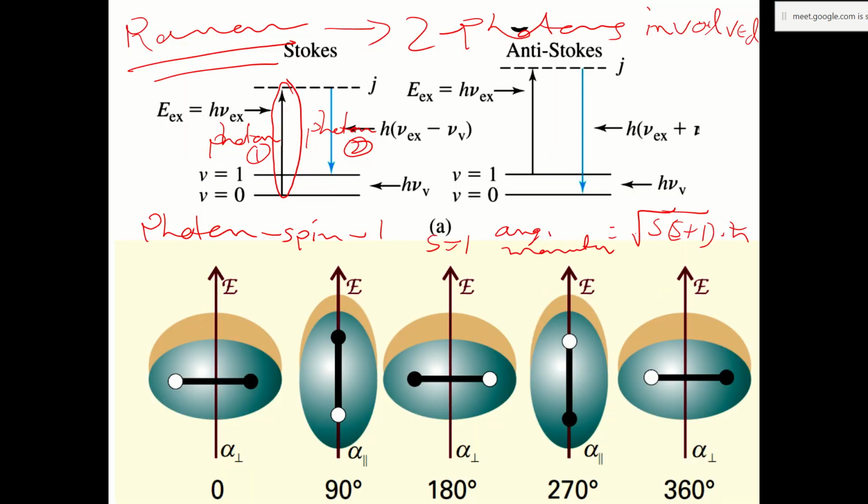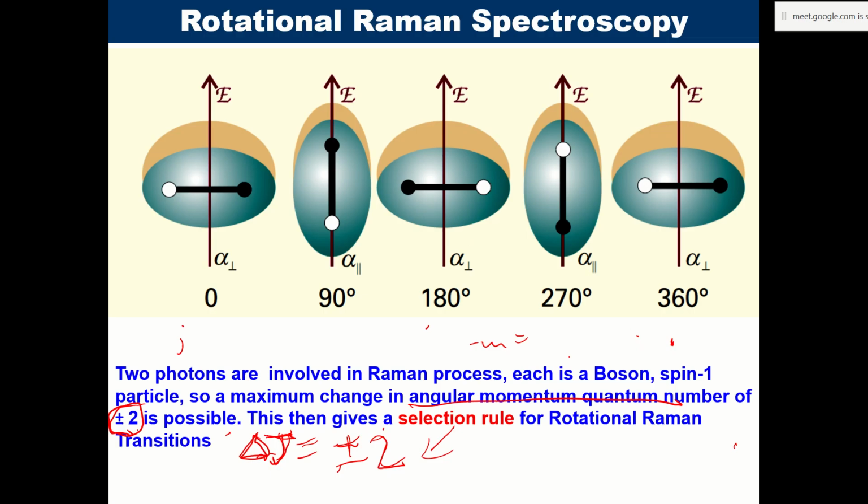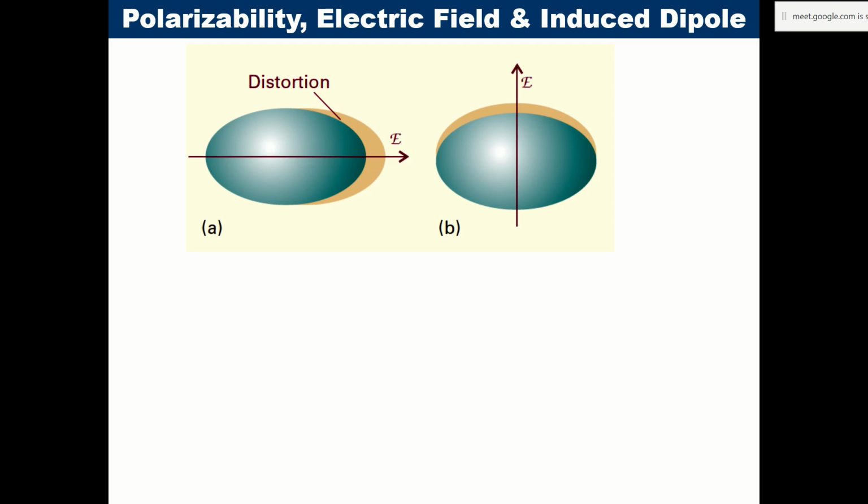Because two photons are involved, each of them has spin quantum number 1. The angular momentum is given by the square root of s into s plus 1 times h cross. So you sum up the two angular momenta. The change in angular momentum for the molecule should be the same during the rotation, and therefore j must also change by 2 units. So to conserve the angular momentum, delta j is plus minus 2. इसीलिए delta j plus minus 2 होता है.